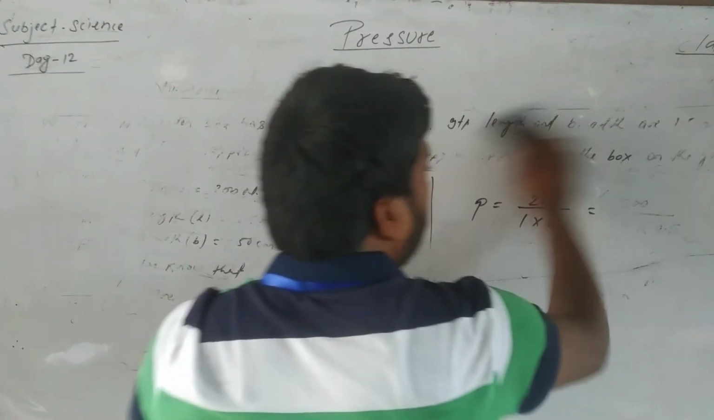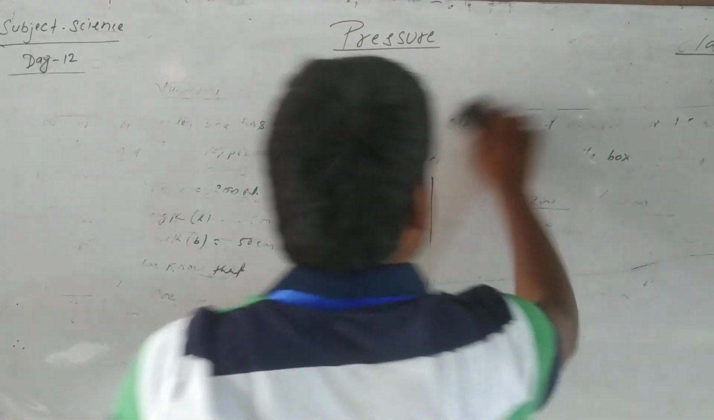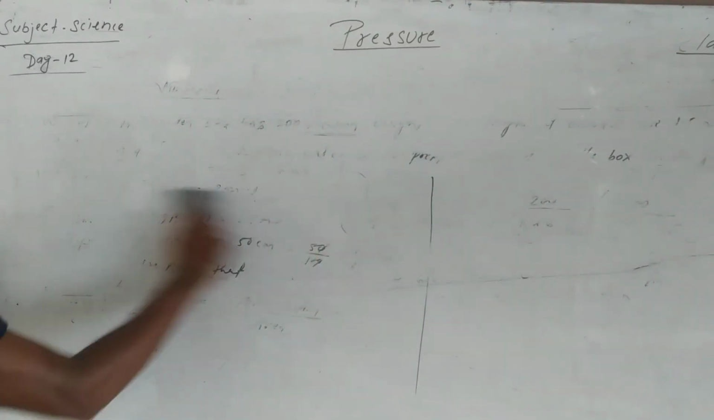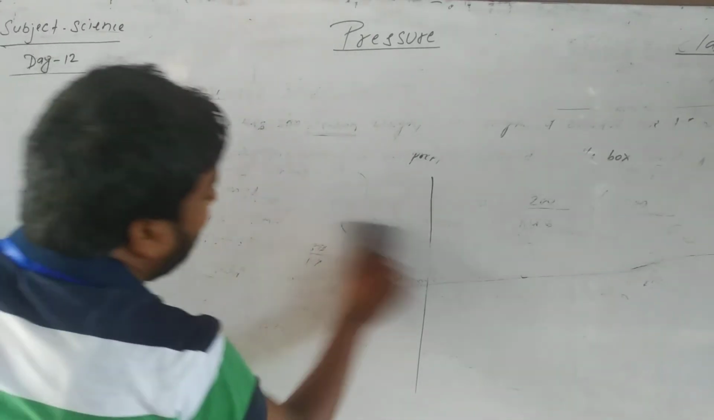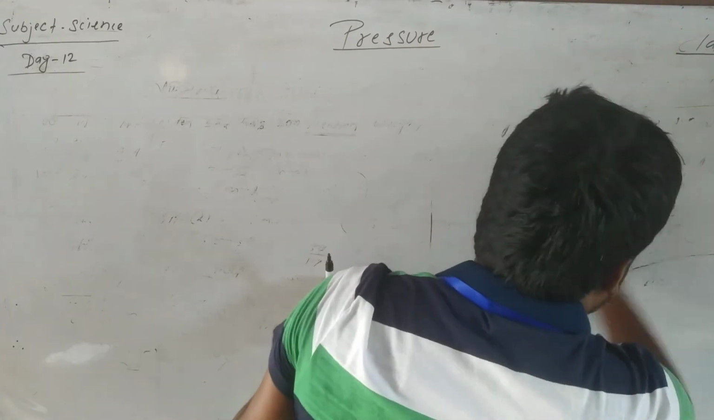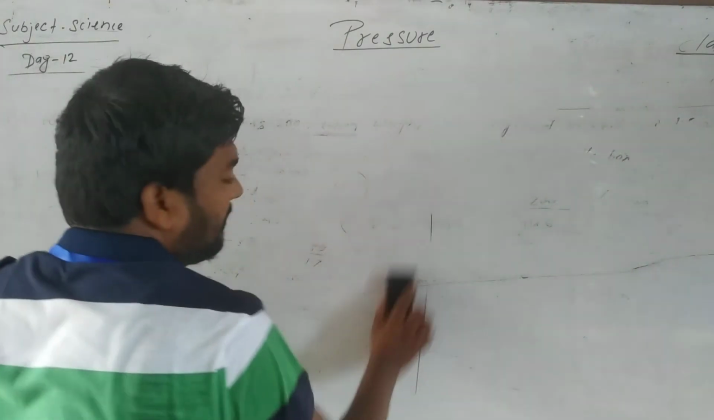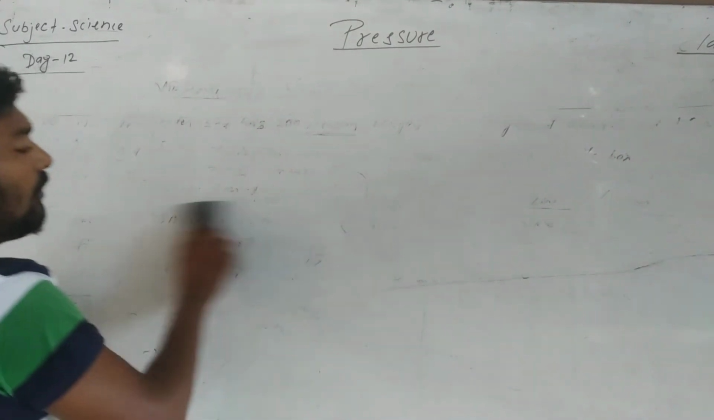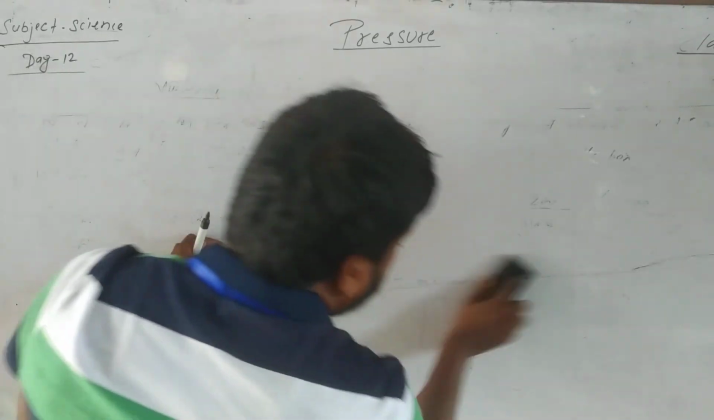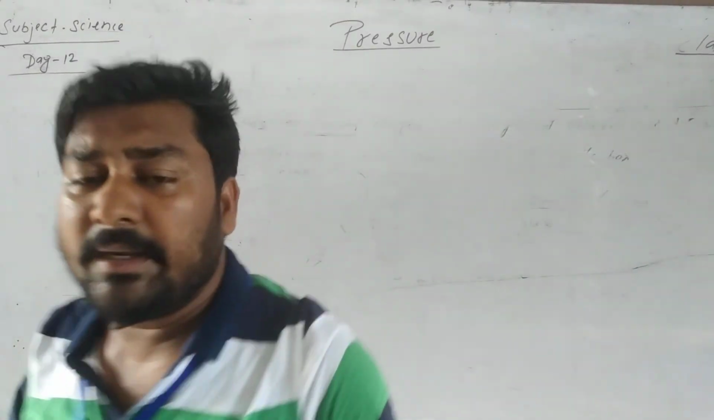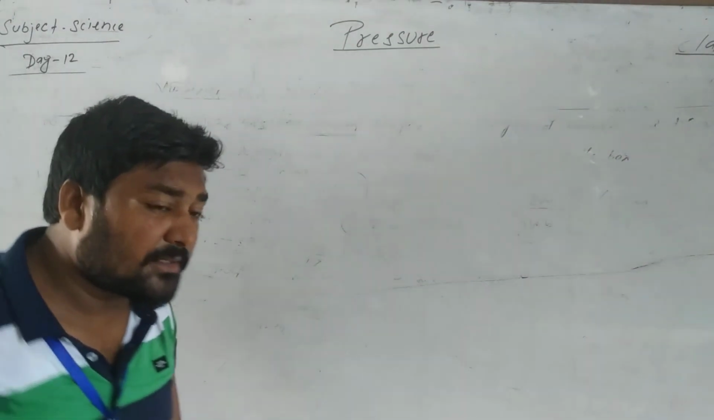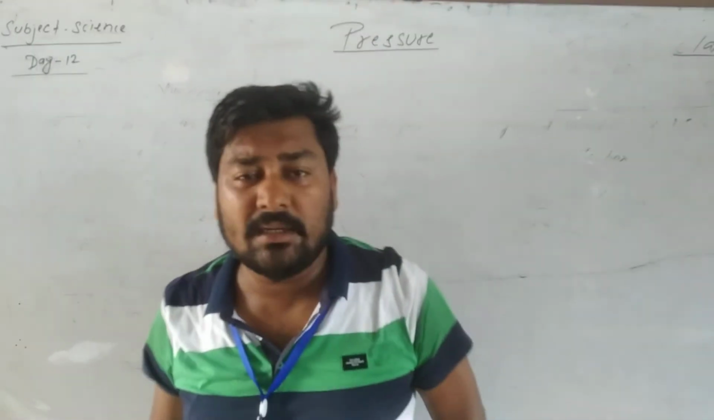Sometimes the question will ask like this. The force applied, the weight of the wooden block, is 50 Newton, and the area of the body is 20 meter square. Find out the pressure. So you should be able to find that out.